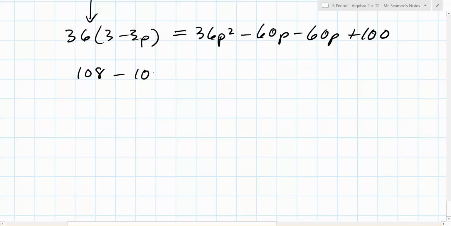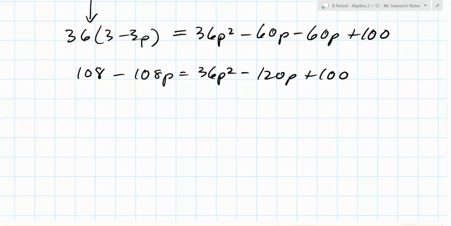108. I was getting there. You were good. 18, I heard you. It's good. Equals 36p squared minus 120p plus. You have a quadratic now, so what do we want it to equal? 0. Because once it equals 0, then what can we do? Factor. We make it equal 0, we factor and solve. Then we check. Make it equal 0, factor, solve, check.